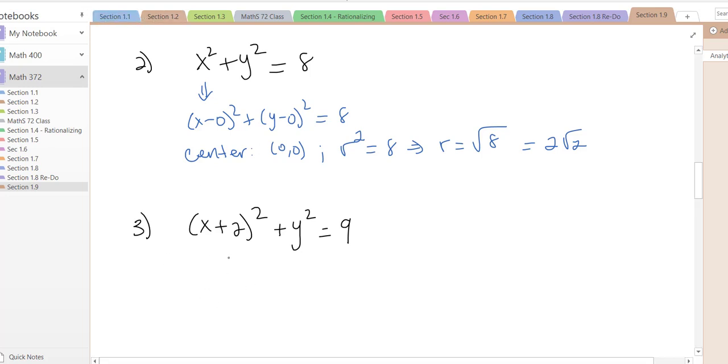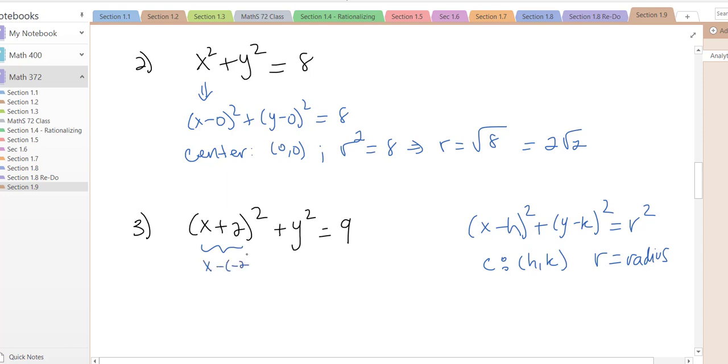Come back. So here, notice that our equation is (x − h)² + (y − k)² = r². And this gives us the center is (h, k) and the radius is r. So these have a minus, but that has a plus. What does that mean? You can rewrite this as x minus a negative 2. And now I can see that my center is (−2, 0). And the radius is, what am I squaring to get 9?